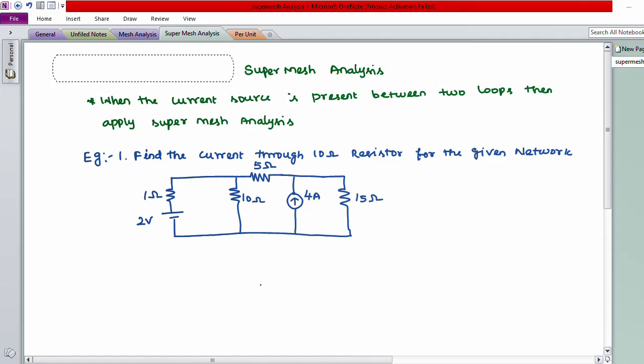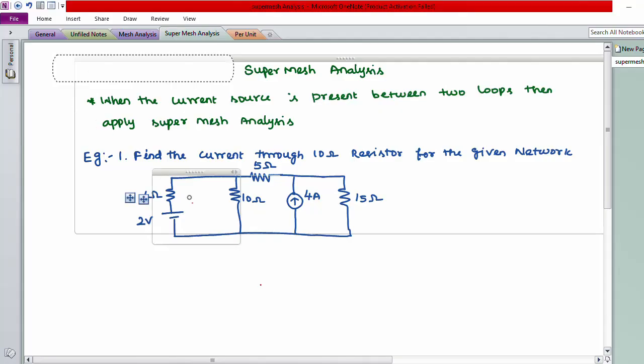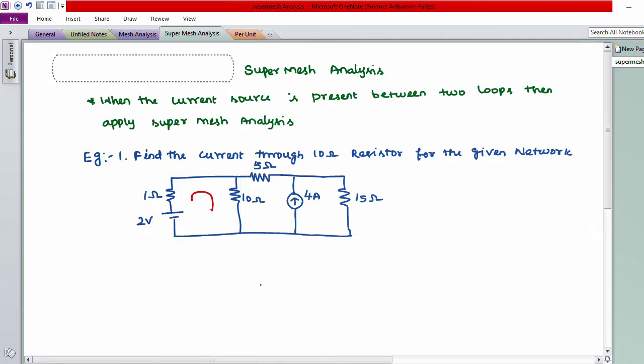So here this is the example. From this example, first we have to identify the number of loops. In this example, we are having three loops. First, we have to assume the current in each loop. Let I1 be the current in loop 1, I2 be the current in loop 2, I3 be the current in loop 3.